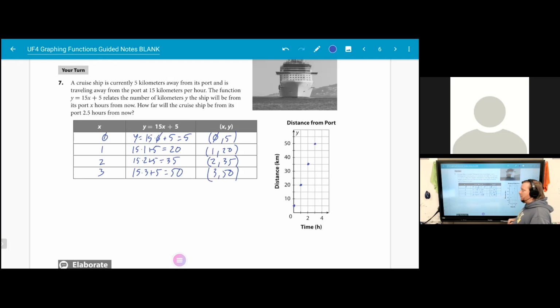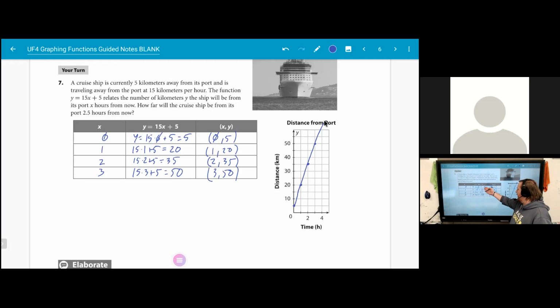Now, distance away from a port. A ship does not teleport. It doesn't just go from this spot to this spot. It goes continuously in between. This is another continuous situation. And we didn't have a limited domain. We can draw the line through these things.